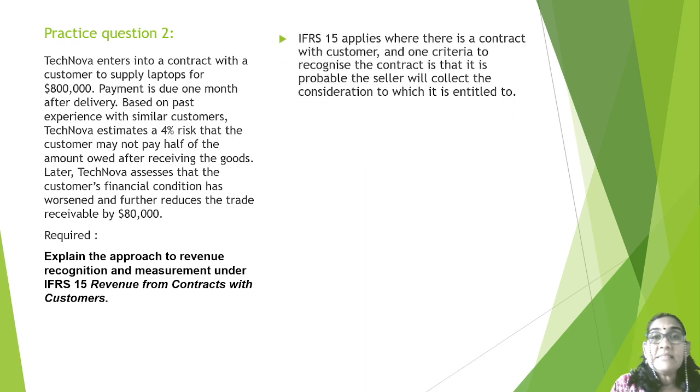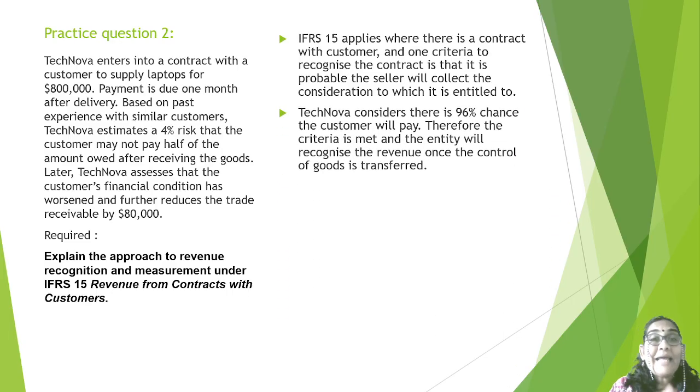Now in this case, IFRS 15 applies where there is a contract with the customer, and one of the criteria to recognize a contract is that it is probable that the seller will be able to collect the consideration to which it is entitled from the customer. Now here the risk is only 4%.